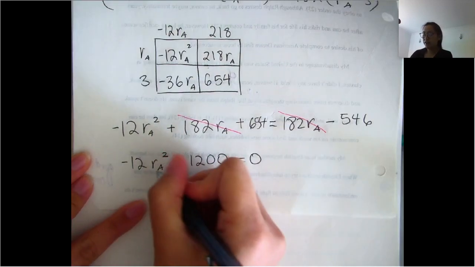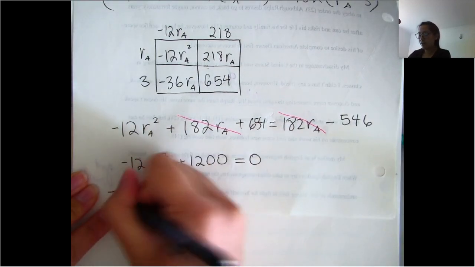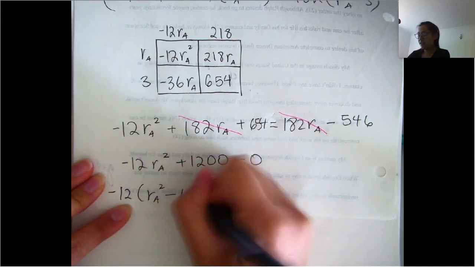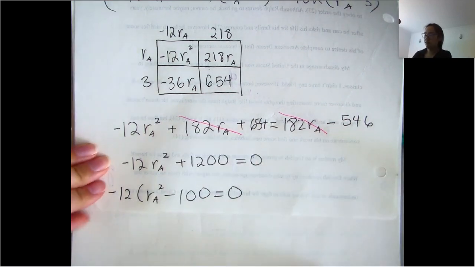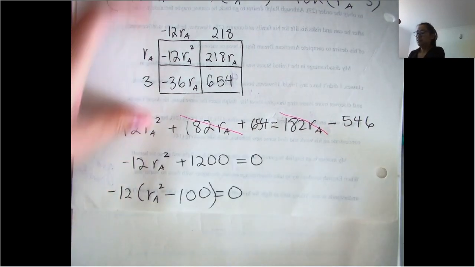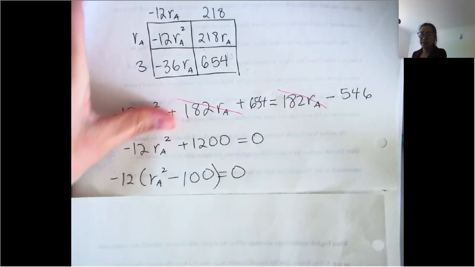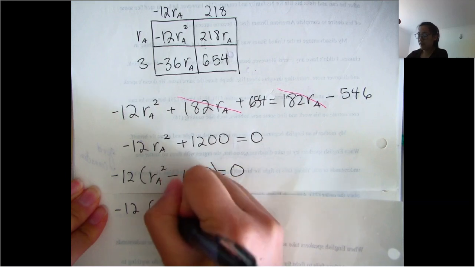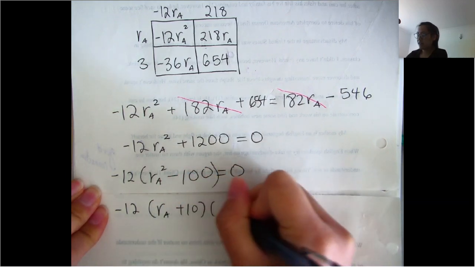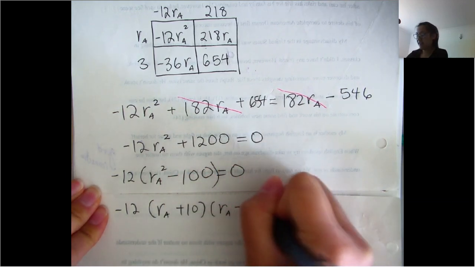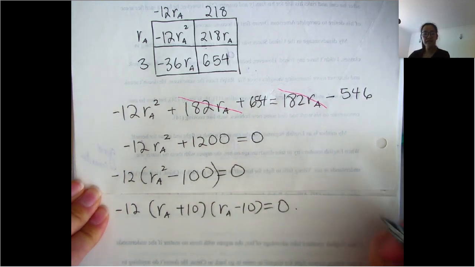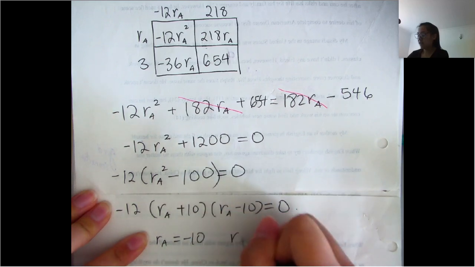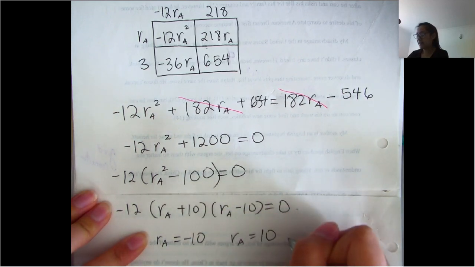And you factor out the greatest common factor, and you have negative 12 times R sub A squared minus 100 equals 0. And you'll notice that is a difference of squares. So we have negative 12 times R sub A plus 10 times R sub A minus 10 equals 0. And so you have R sub A equals negative 10 or R sub A equals positive 10.